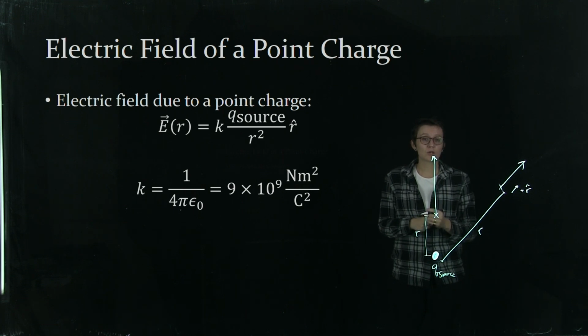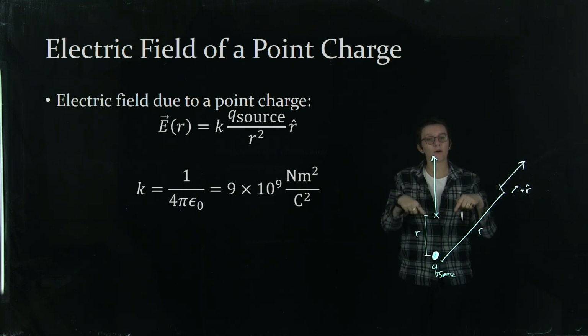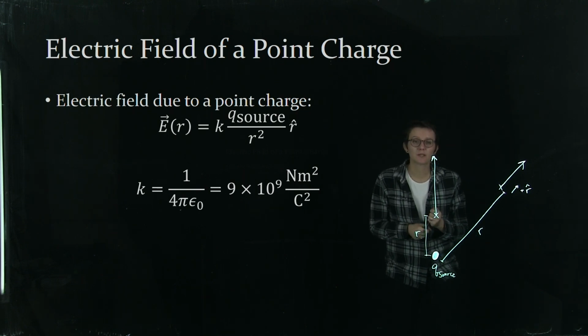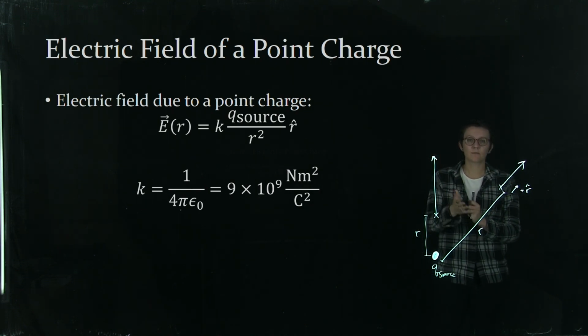If my source charge changed signs, the only thing that would change about my pictures here is that my arrows would be flipped around, pointing towards Q source instead of away from Q source. So that is the electric field of a point charge and how you can visualize what it looks like in a representation.